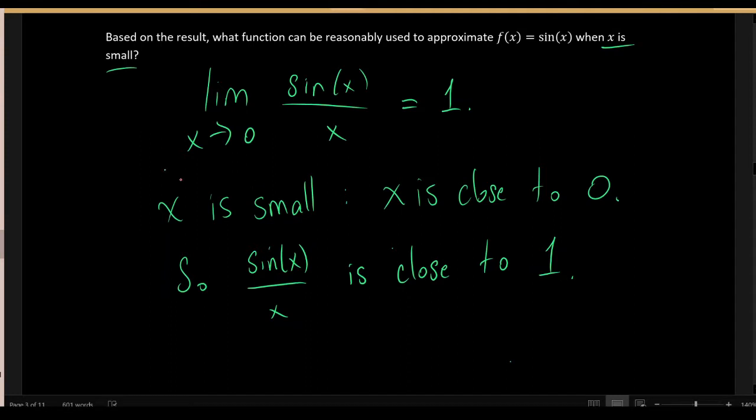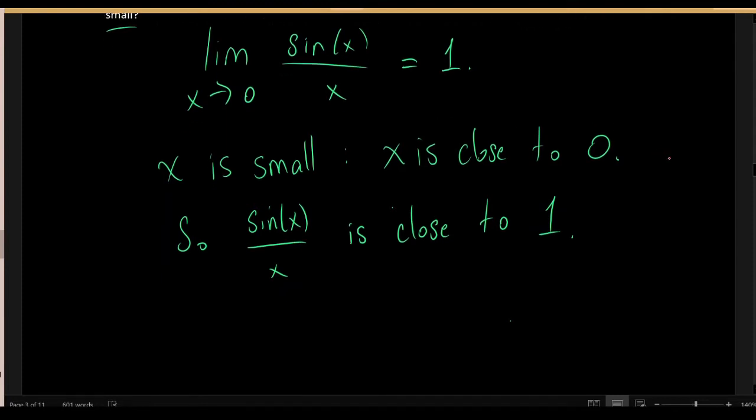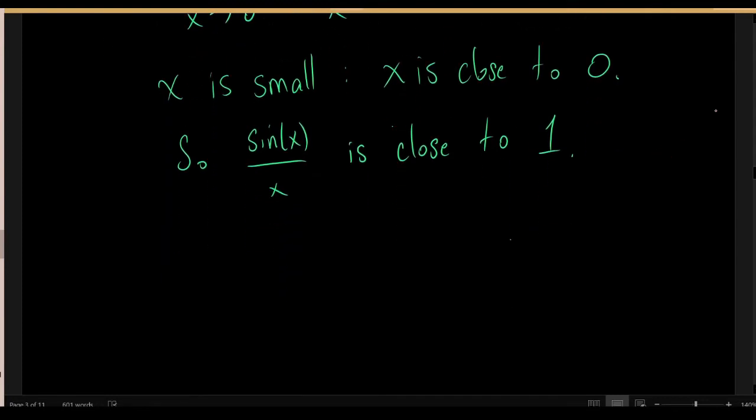As x gets closer and closer to 0, the function's output gets closer and closer to the limit, gets closer and closer to 1. So under the conditions that x is a small number, sine of x over x is approximately equal to 1.